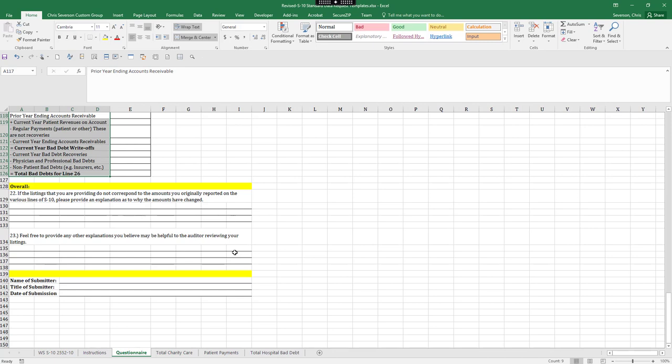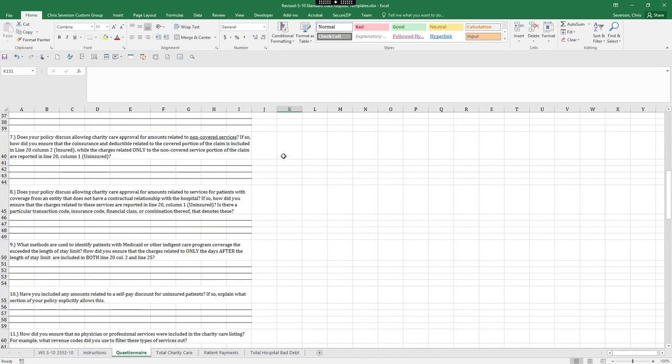So that explains this revised template. Hopefully this helps to clarify the information that we're looking for during these audits. As new clarifications come out or as new information comes out, we will certainly keep you up to date on that as well. But please let us know if you have any questions.